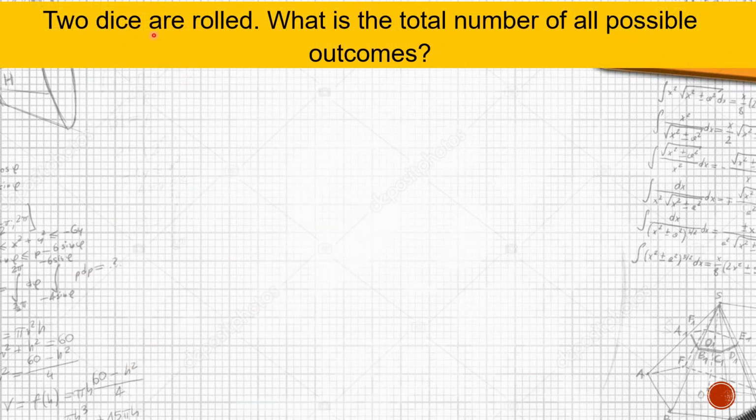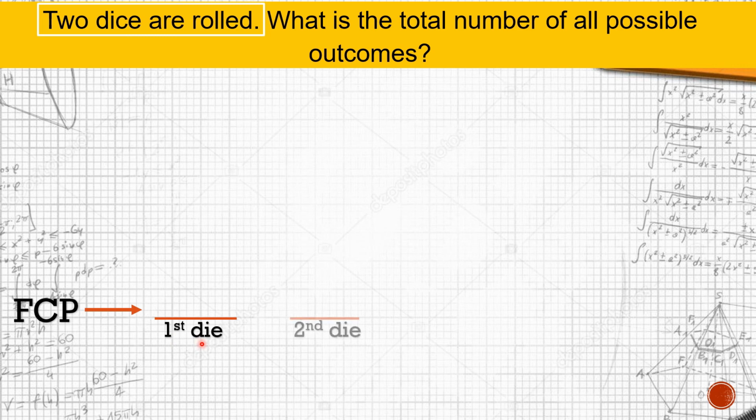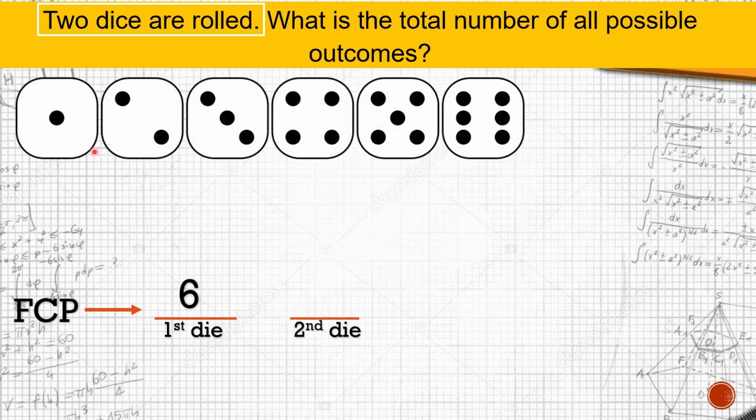Next problem, 2 dice are rolled. So, dalawang dice. What is the total number of all possible outcomes? So, 2 dice daw yung kanyang i-roll. So, using fundamental counting principles, yung unang die, ilan ba yung possible outcome? Same with the second die. So, sa unang die, meron kang 6 na outcome kasi 6 yung mukha ng isang dice. Die ang ginamit ko kasi singular siya.